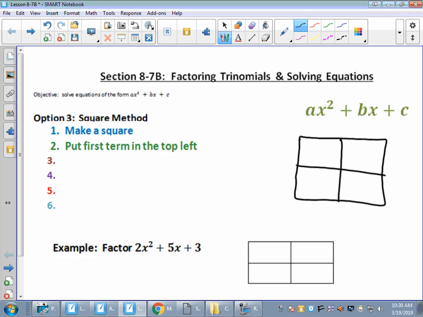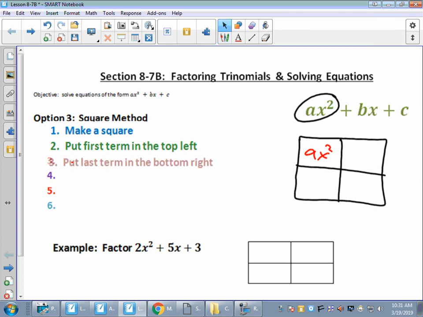And you're going to put the first term in the top left. So our first term, your ax squared, is going to go there. And then your last term, step 3 here, you're going to put in the bottom right. So your last term, your c, is going to go in the bottom right.